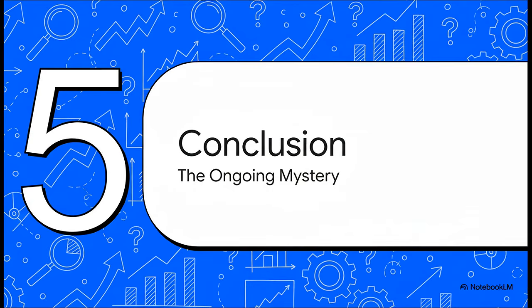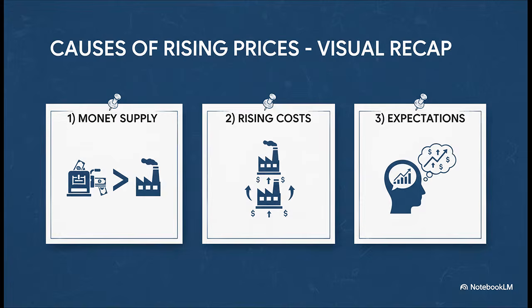So, we've followed the clues, we've run the numbers. What have we actually learned from our investigation into the great mystery of rising prices? Well, when you boil it all down, it really comes back to these three culprits. First, our prime suspect, the money supply growing way faster than the actual economy. Then you have its accomplices, rising production costs getting passed on to us, and that powerful self-fulfilling prophecy of our own expectations for the future.